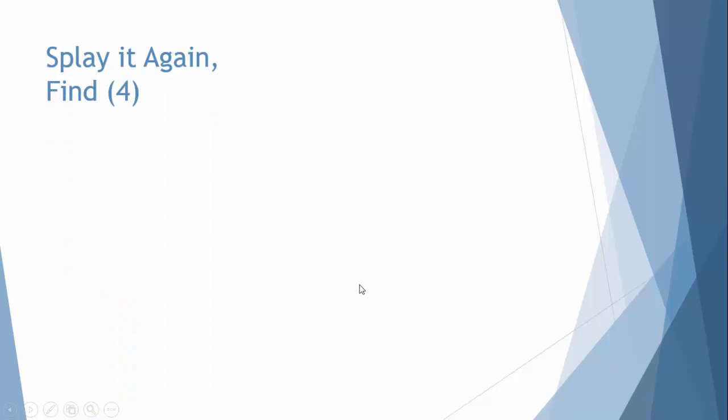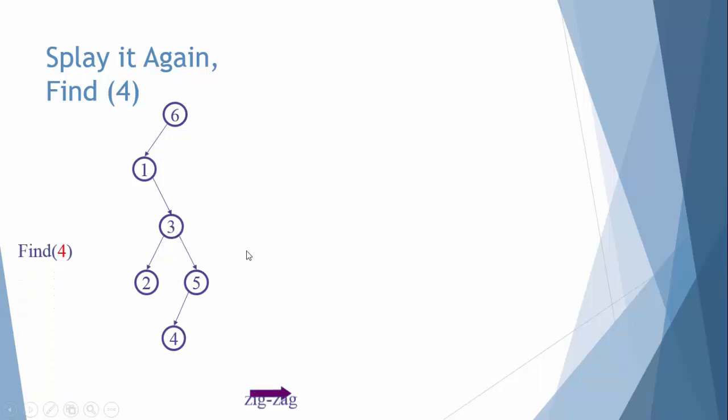Let's now take one more example of splaying. Last time we reached this tree after splaying 6. Now we want to find 4. That means splaying 4 to the root. The first button that we see here is a zigzag pattern. Right, left. So the first operation is a double rotation between 4 and 5, and then 4 and 3.